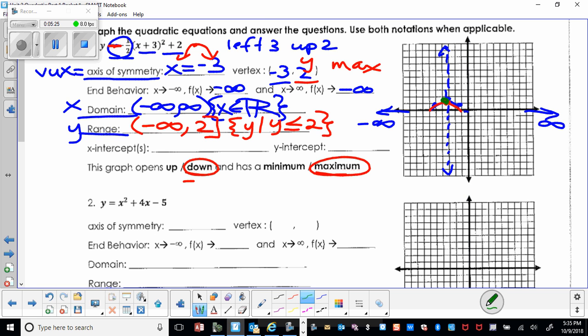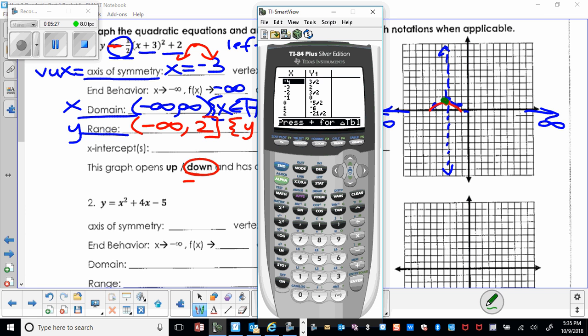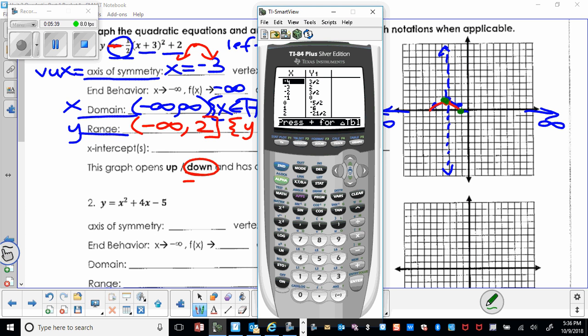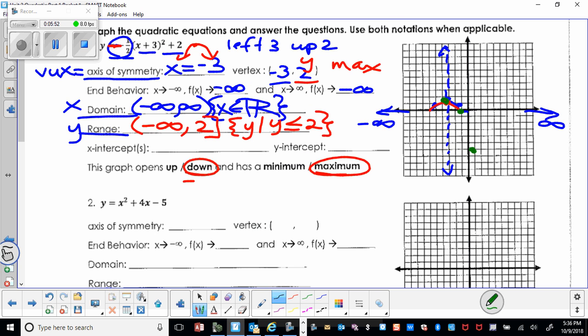And then I've got -1, 0. So -1, 0 is this guy right here. And then I've got 1, -6. So 1 and then -6. 1, 2, 3, 4, 5, 6. All right, so that is the right-hand side.